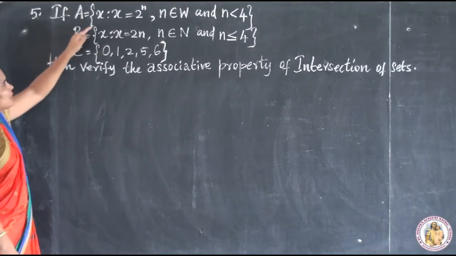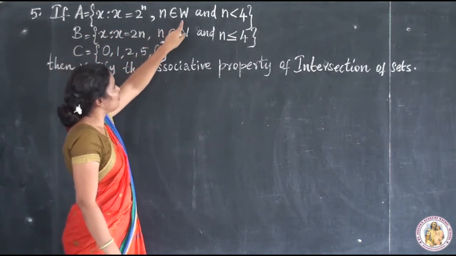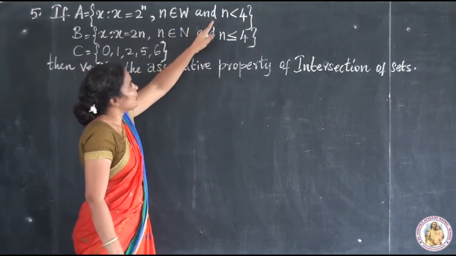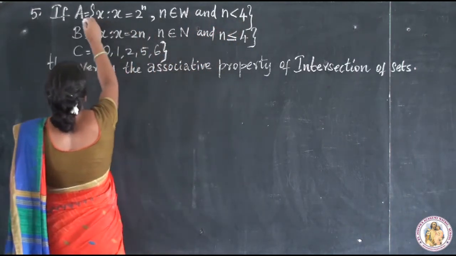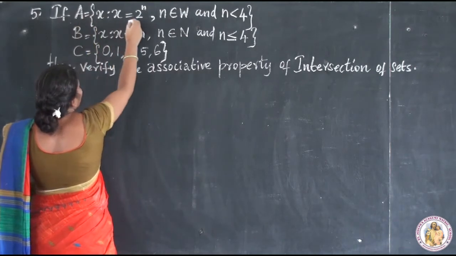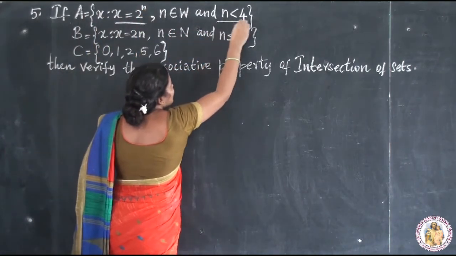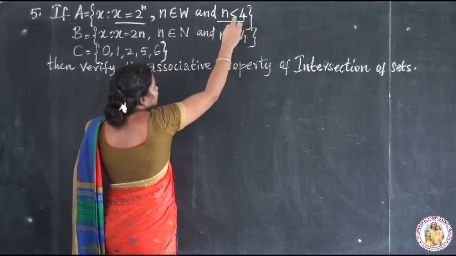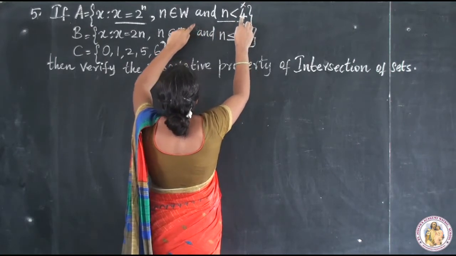Question number 5 here. If A is equal to {x such that x is equal to 2 to the power of n, and n belongs to W, that is whole number, and n is less than 4}. So here to find the elements of A, we have to solve 2 to the power of n, as well as consider n is less than 4. If n is less than 4, we do not take 4. We have to take up to 3.